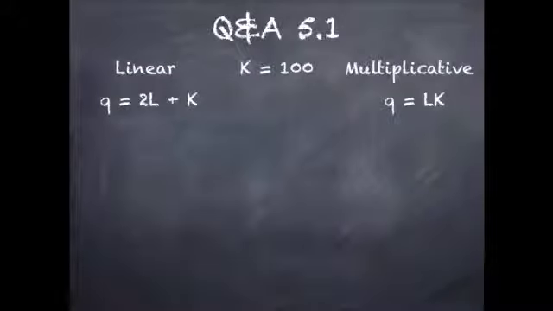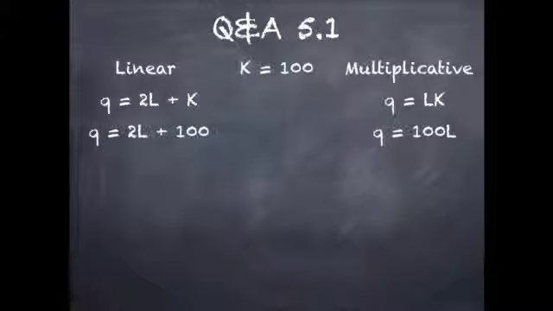So here we have the important pieces of information. We have that capital is fixed and is equal to 100. Here on the linear side, we have our linear production function. And here on the multiplicative side, we have our production function that's multiplicative. So all we need to do is insert 100 for K in each of these production functions. So in the short run, our linear production function is Q is equal to 2L plus 100. And for the multiplicative production function, in the short run, the production function is Q is equal to 100L.